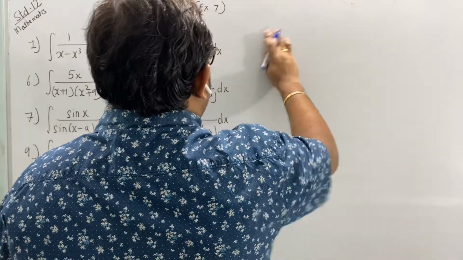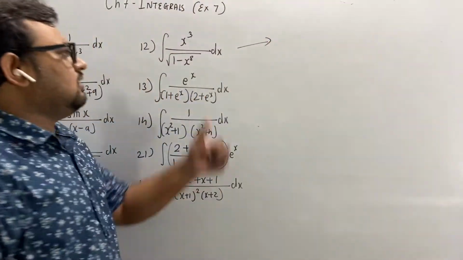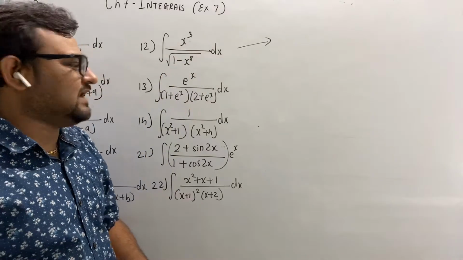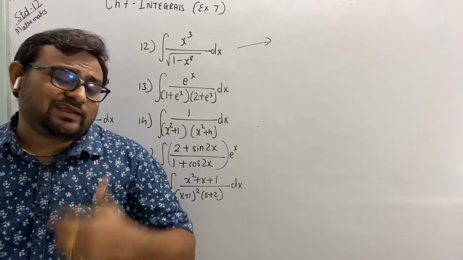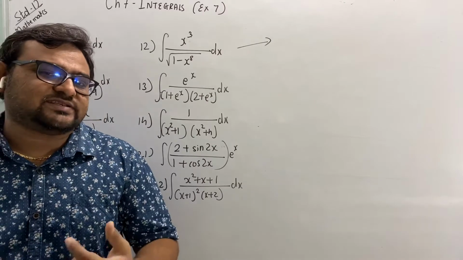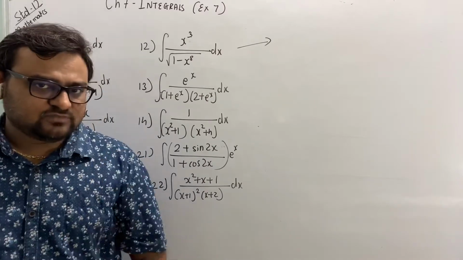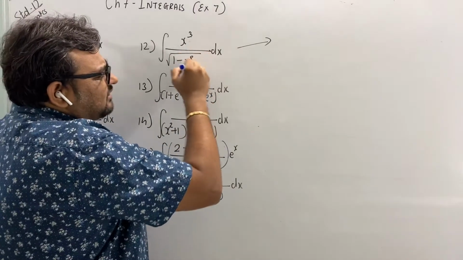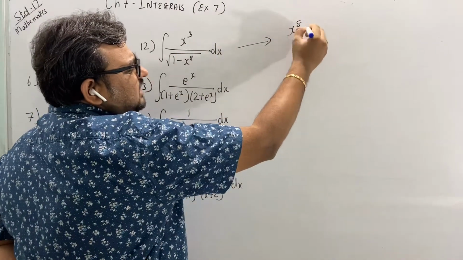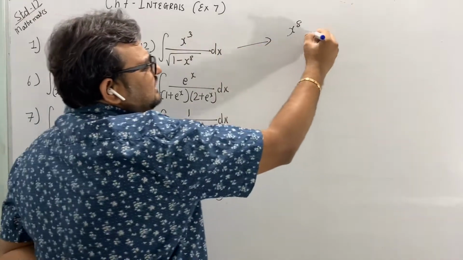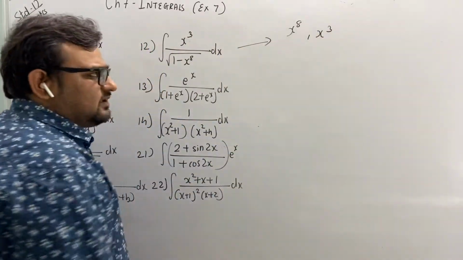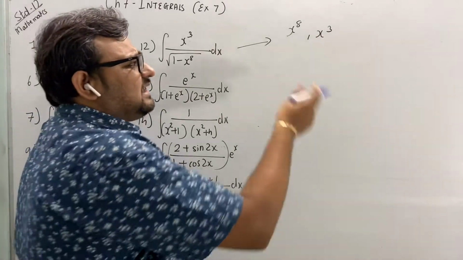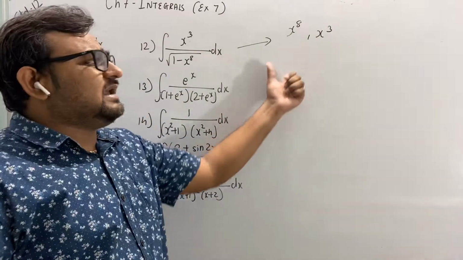Question number 12, it's here only. Integral of x cube upon square root of 1 minus x raised to 8 dx. So again in the denominator it is a square root. Now just think, here it is the 8th power, right? x raised to 8. And in the numerator it is x raised to 3. Right? So if I assume x raised to 8, its derivative will be 8x raised to 7.